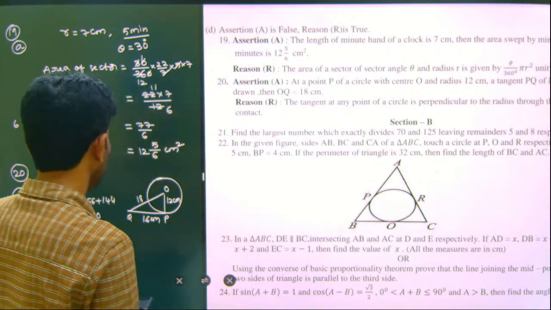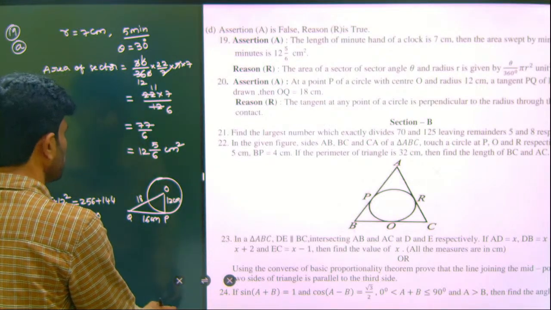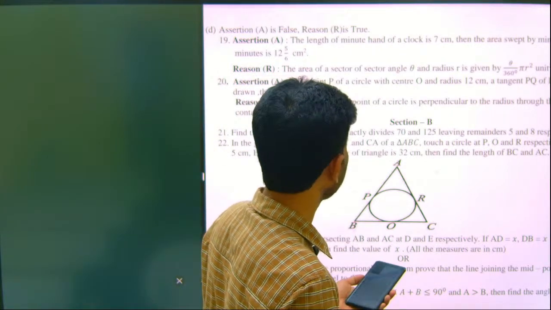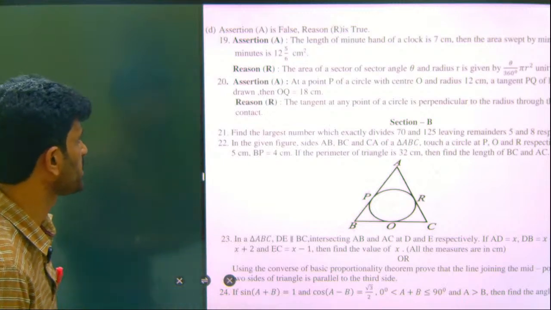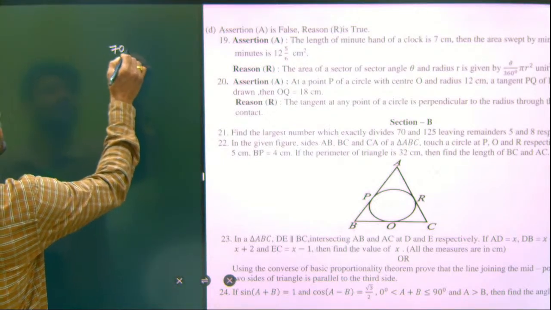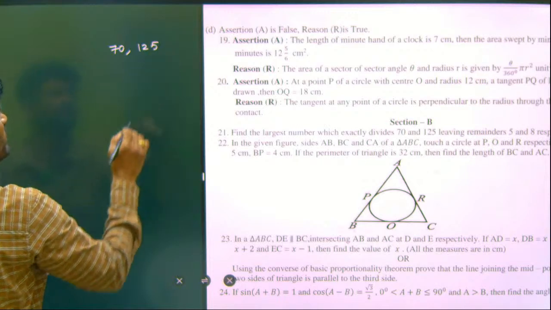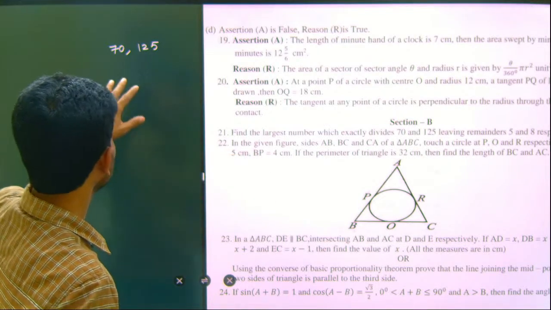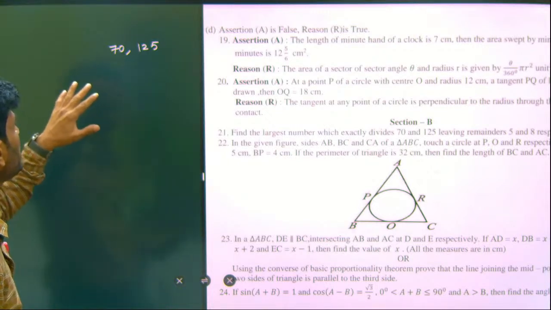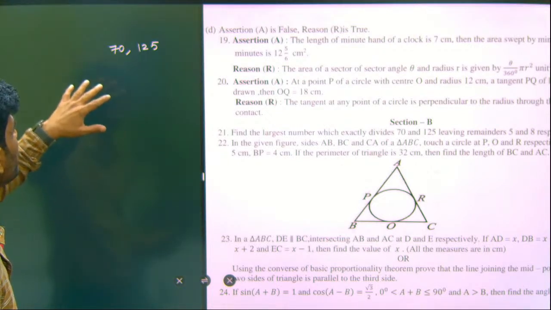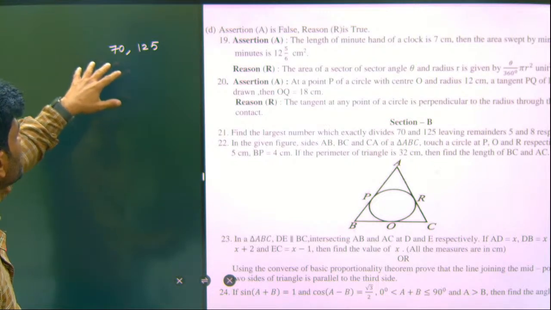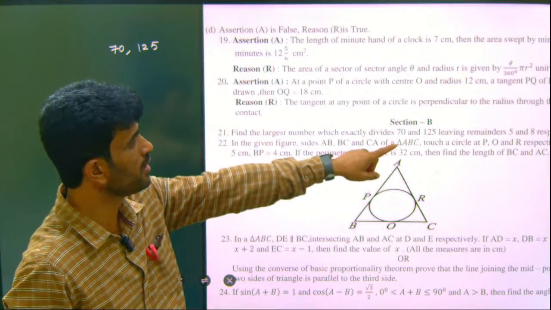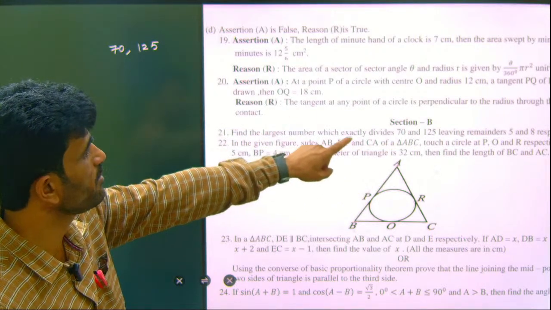Now question number 21, section B. We have to find out the number which exactly divides 70 and 125, leaving remainder 5 and 8 respectively. Which number divides 70 and 125, leaving the remainders 5 and 8? So directly we should not find out the HCF. Generally if they ask you to find the largest number that divides these two, then you can find out HCF directly. But they are asking you to find out a largest number which is leaving remainder 5 and 8.